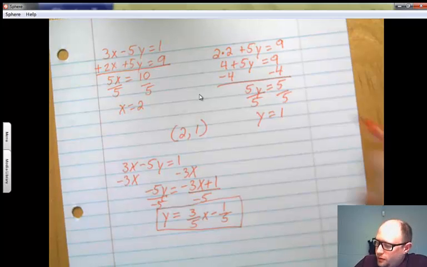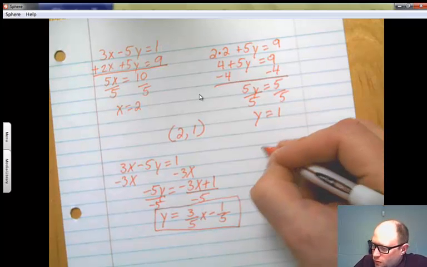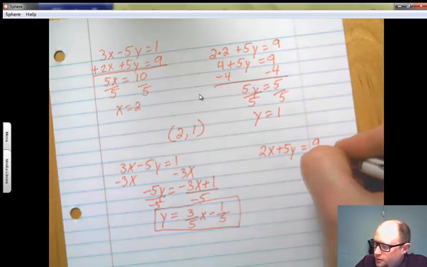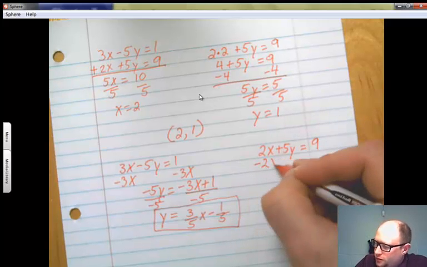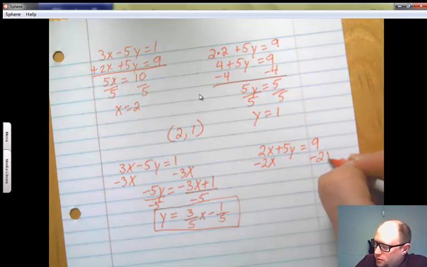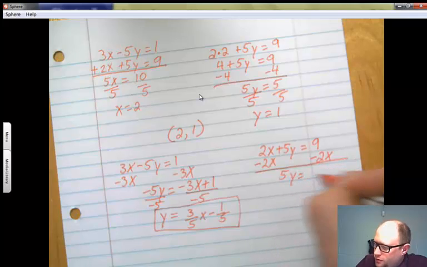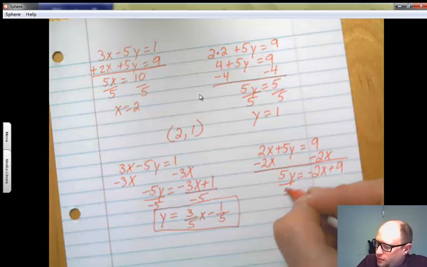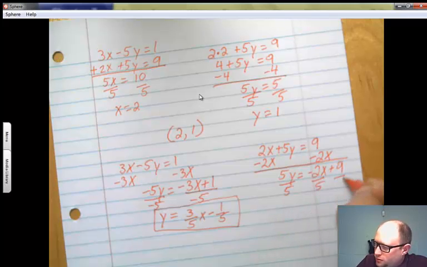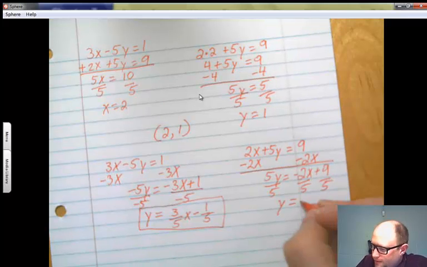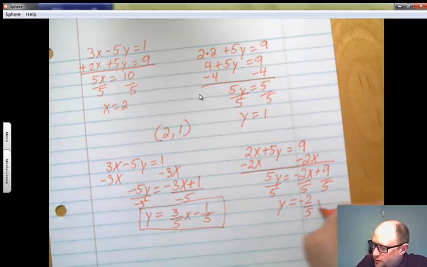Okay, and then we'll take our other equation. 2x plus 5y is equal to 9. Subtract 2x from both sides. 5y is then equal to negative 2x plus 9. Divide by 5. Y is equal to negative 2/5 x plus 9/5.